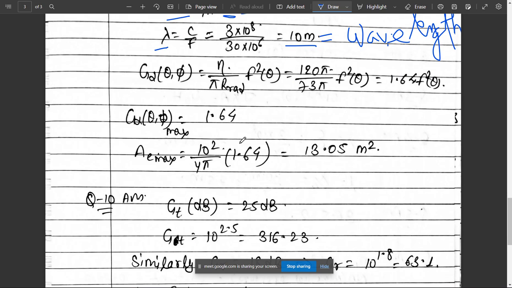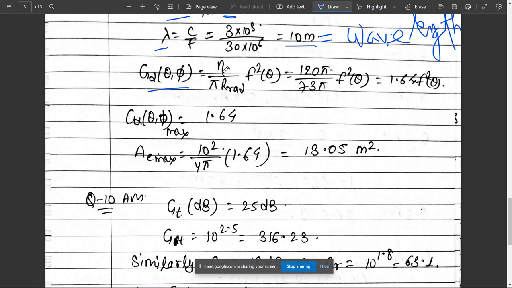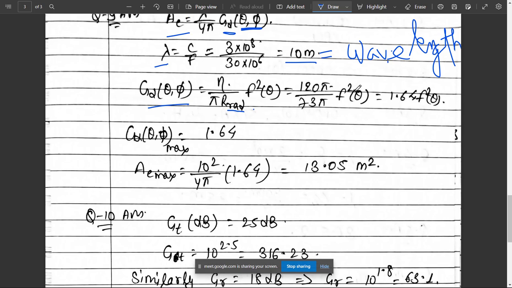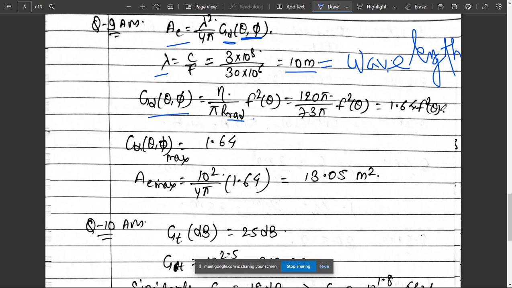So gain in terms of theta and phi will be eta upon pi R radiated into f square, where f is a function of theta. So we'll put all this. Eta here is 120 pi, which is equal to 377, upon pi R radiated. R radiated we have already discussed for half wave dipole is how much? 73. So that we put, and f square theta, which equals 1.64 f square theta.